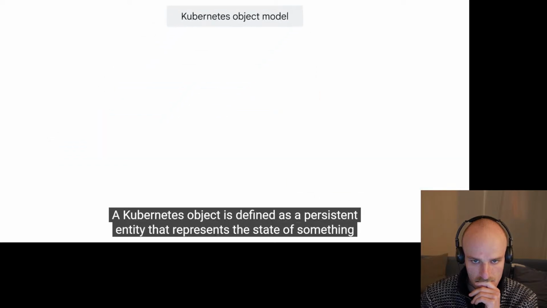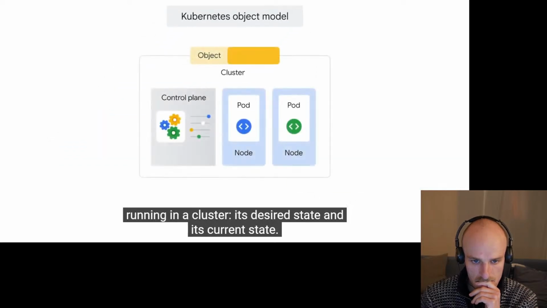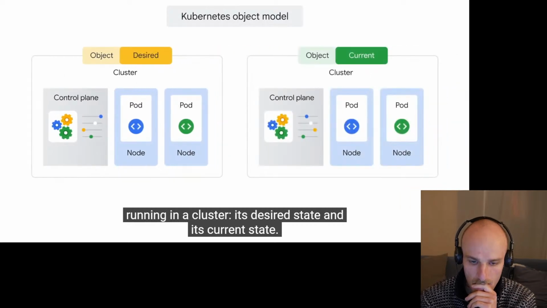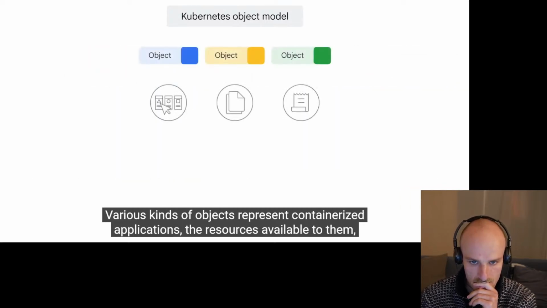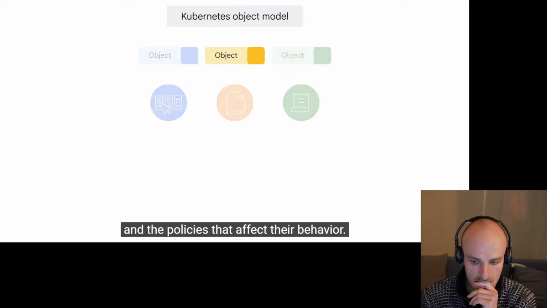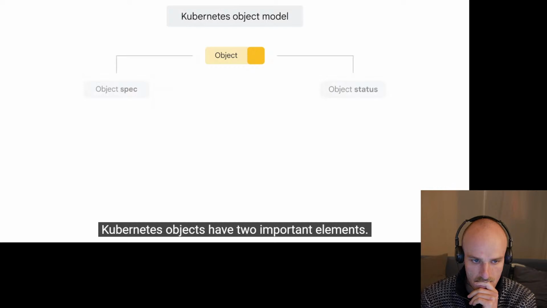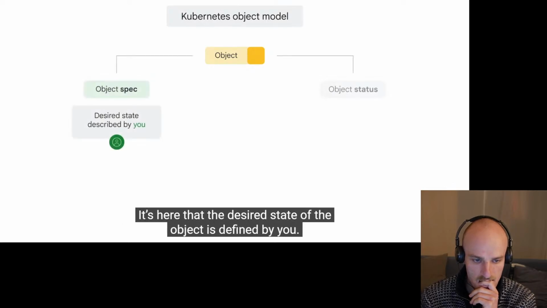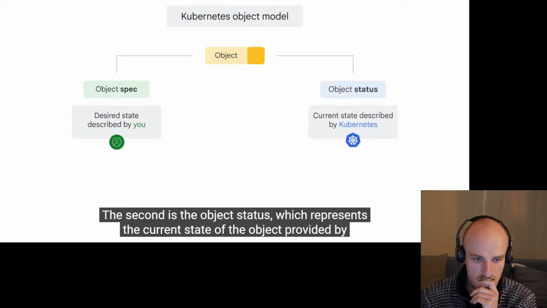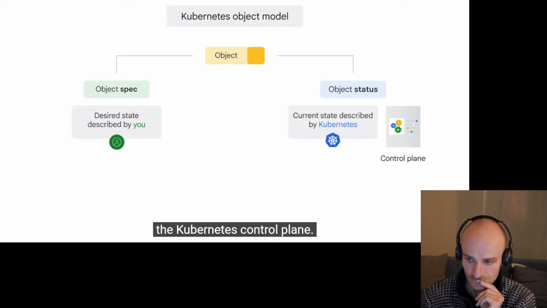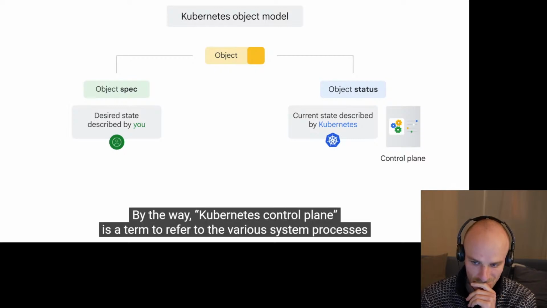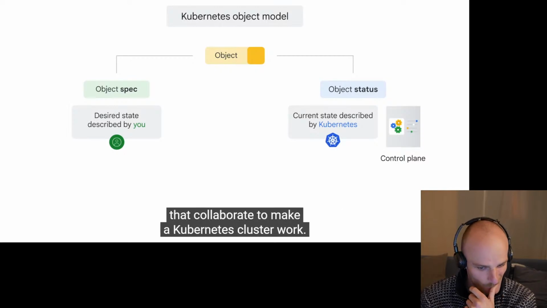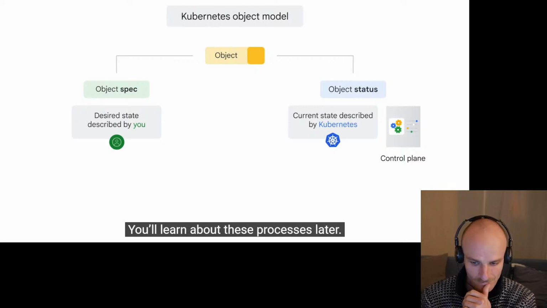A Kubernetes object is defined as a persistent entity that represents a state of something running in a cluster, its desired state, and its current state. Various kinds of objects represent containerized applications, the resources available to them, and the policies that affect their behavior. Kubernetes objects have 2 important elements. The first is an object spec for each object being created. It's here that the desired state of the object is defined by you. The second is the object status, which represents the current state of the object provided by the Kubernetes control plane. By the way, Kubernetes control plane is a term to refer to the various system processes that collaborate to make a Kubernetes cluster work. You'll learn about these processes later.